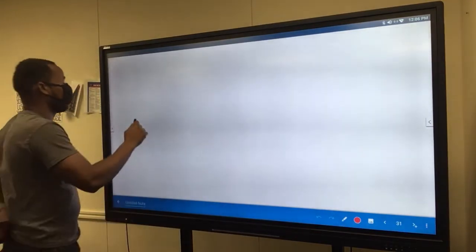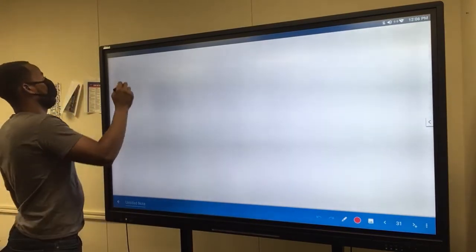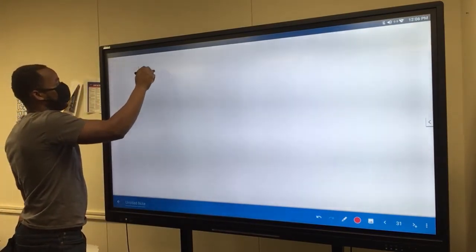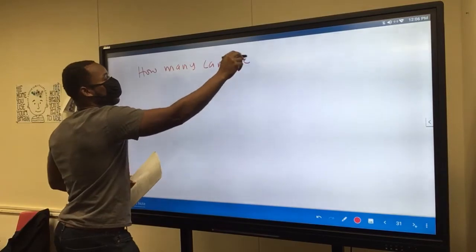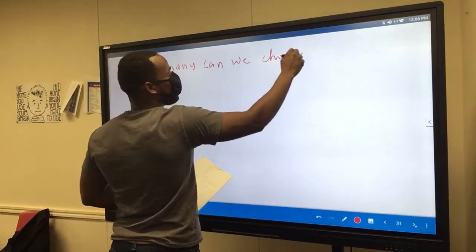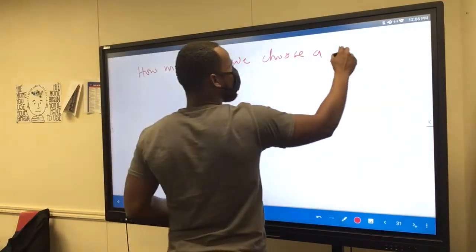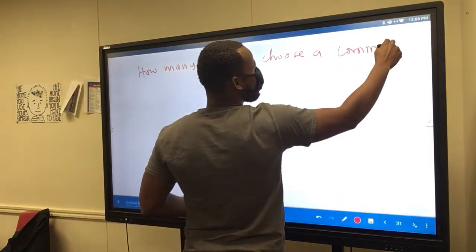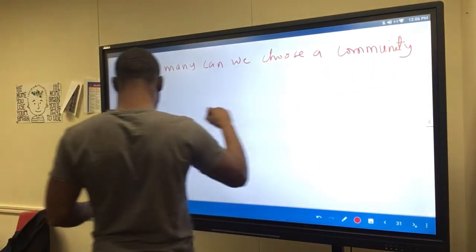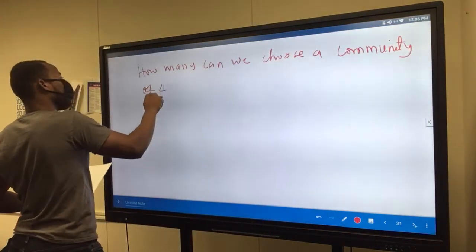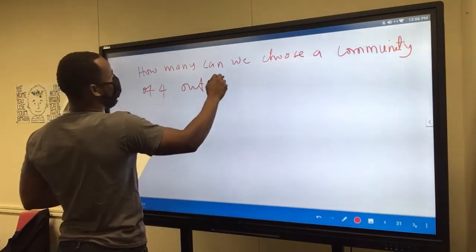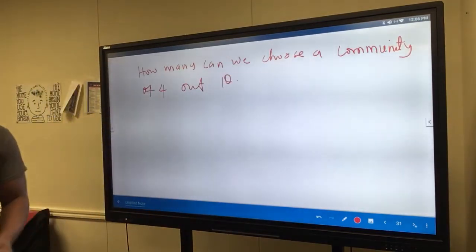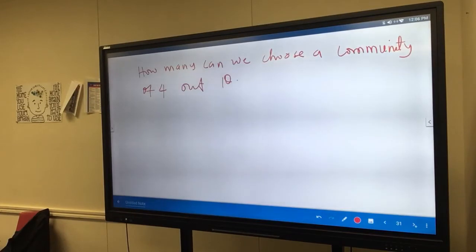So the question I have here is: how many ways can we choose a committee of 4 out of 10? So we have 10 people and we are just supposed to choose a committee of 4. Which of these do we use? Is it permutation or combination?